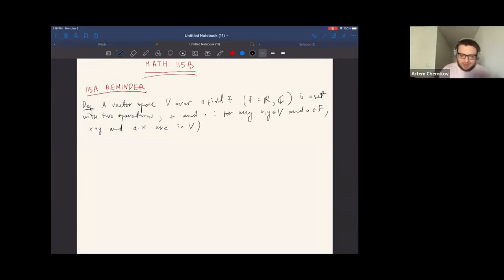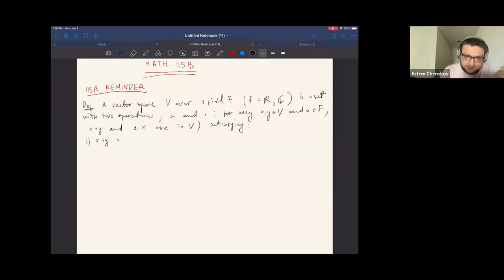Okay, so this is about the definition of a vector space. We have these two operations, which of course satisfy a bunch of axioms, satisfying the following. I'm sure you all have seen this and probably remember it very well, but I want to make sure we're on the same page.